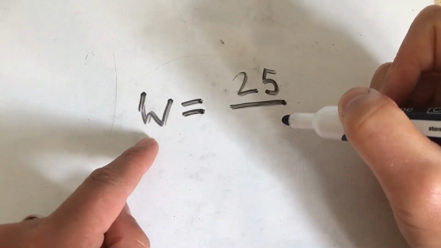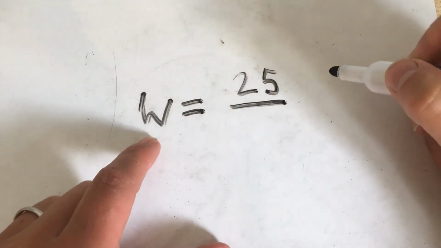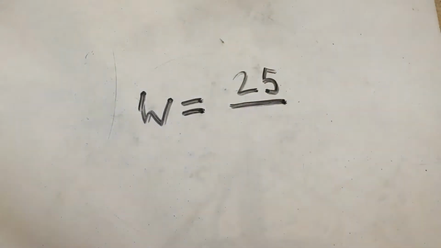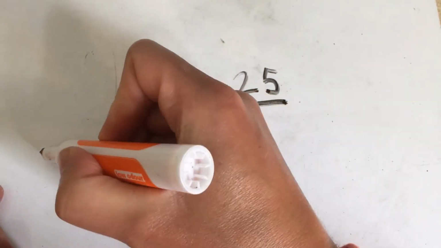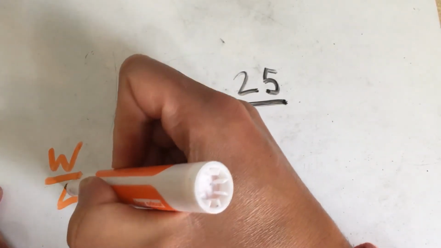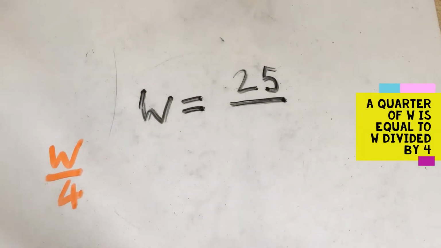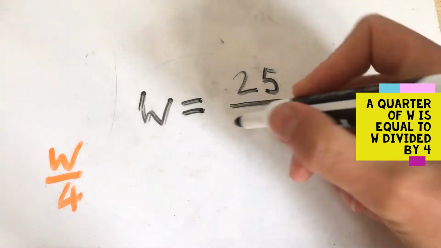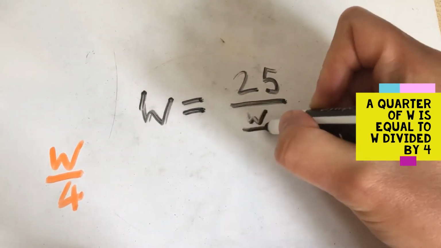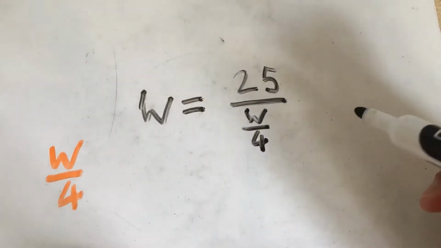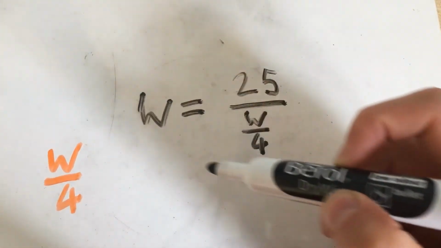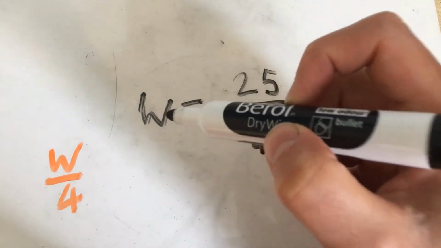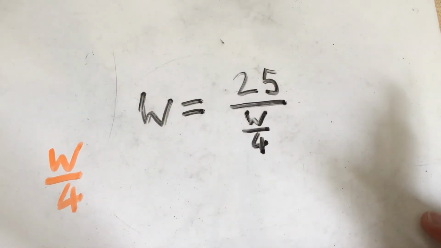So if W is the whole thing, then a quarter of its weight is a quarter of W. I'm going to write this as W divided by 4, which represents a quarter of W. So if I write that underneath here, W divided by 4. Now if I can rearrange this, or solve this equation, I can get the value of W.